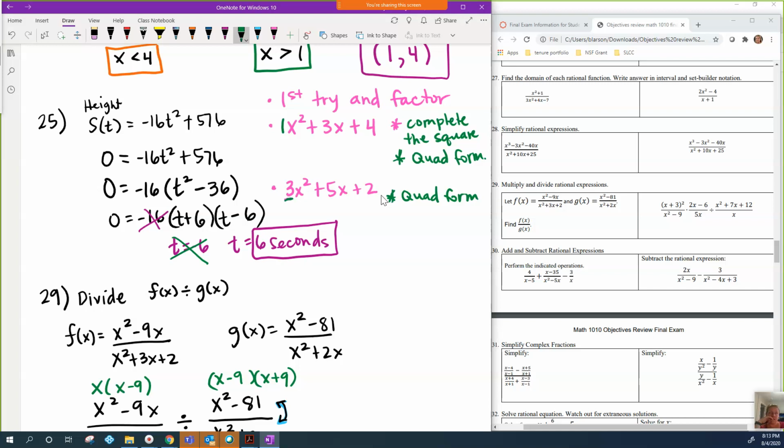Yeah, that makes sense. I forgot about the rule of the leading coefficient being 1 for completing the square, so thank you for reminding me. Yeah, you bet. You bet.